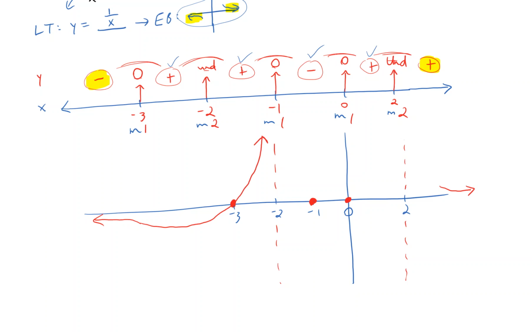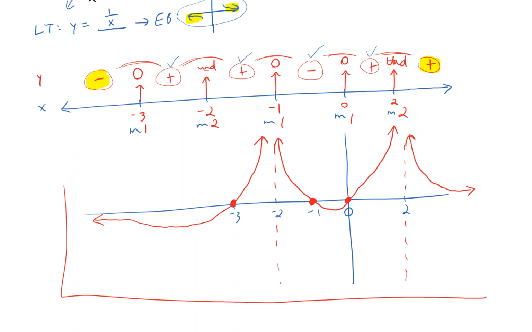Between -2 and -1, my y values are positive, so I'm above the x-axis, deflecting up near the asymptote. Between -1 and 0, my y values are negative, so I have to dip below and then come back up to 0. Between 0 and 2, my y values are positive, so I have to be above the x-axis, but I have to deflect up as I approach my asymptote. And then past 2, my y values are positive, so I have to stay above the x-axis, and as I move this way, I have to approach my asymptote. So that's the graph you should have gotten.